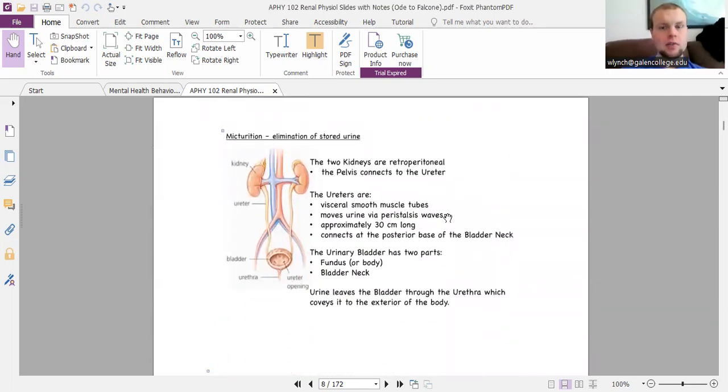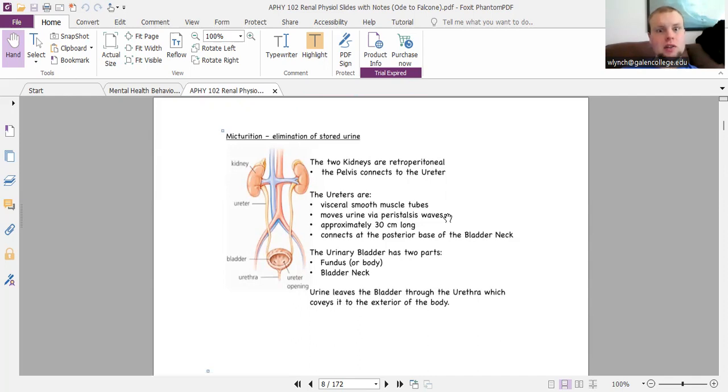When we have elimination of that stored urine, so the urine that is in the bladder when it is released, that is known as the micturition reflex. Okay, so urination is actually the process of creating urine in the kidney, whereas micturition is the process of releasing urine out of the bladder.